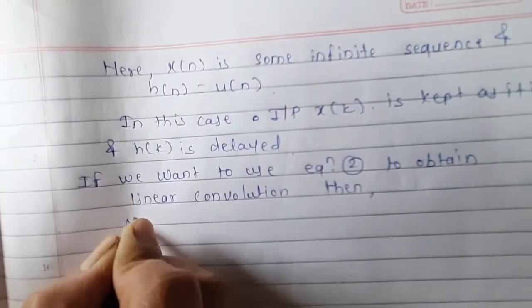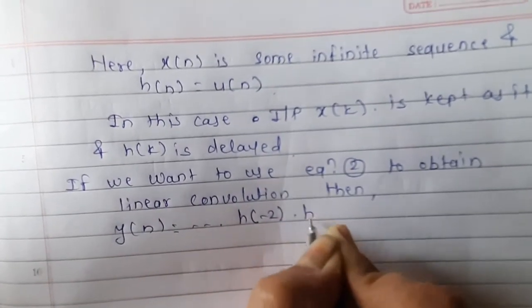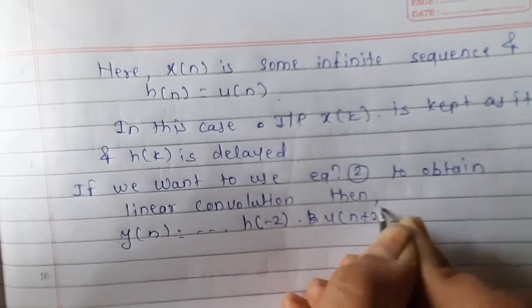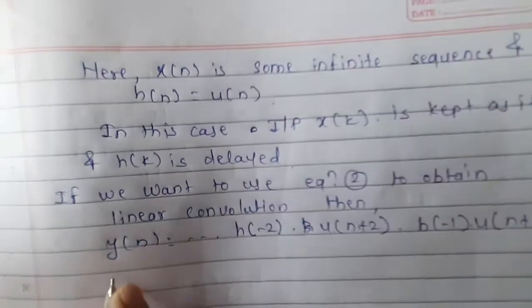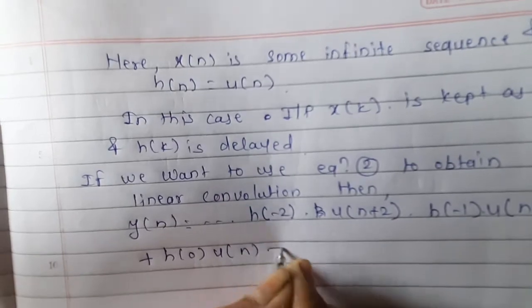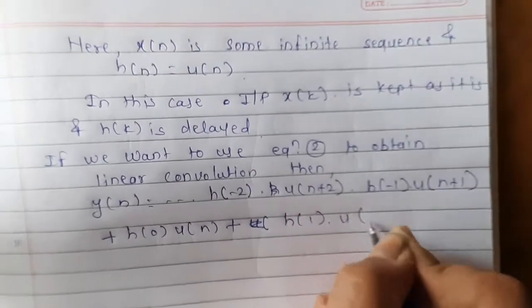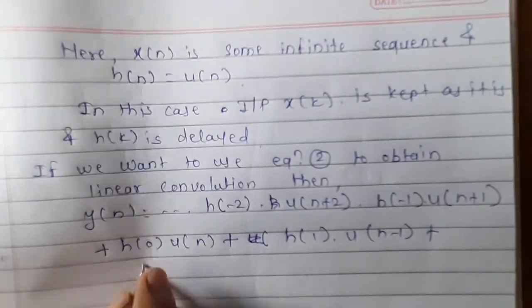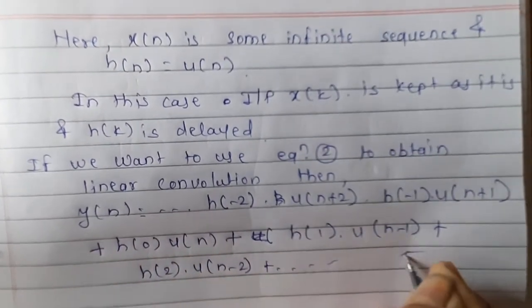then y of n is equal to h of minus 2 u of n plus 2, h of minus 1 u of n plus 1, plus h of 0 u of n, plus h of 1 u of n minus 1, plus h of 2 u of n minus 2, plus dot dot. This is equation 5. Now in equation 5 we are taking x of n is equal to u of n.